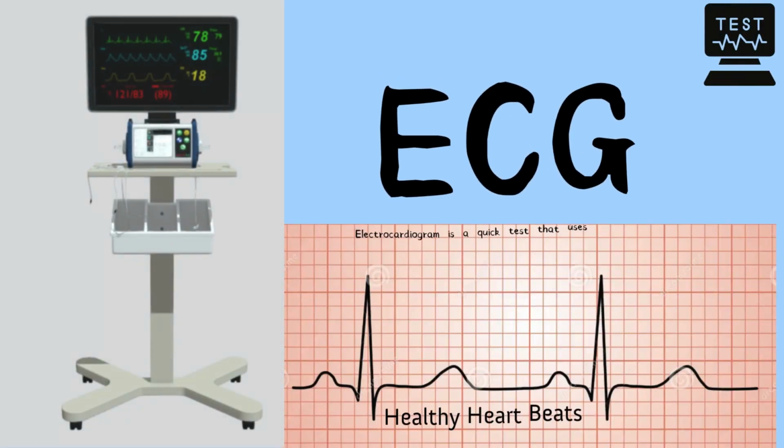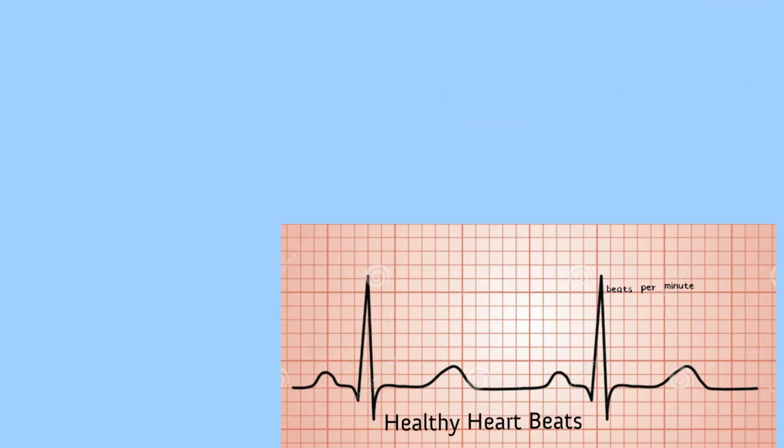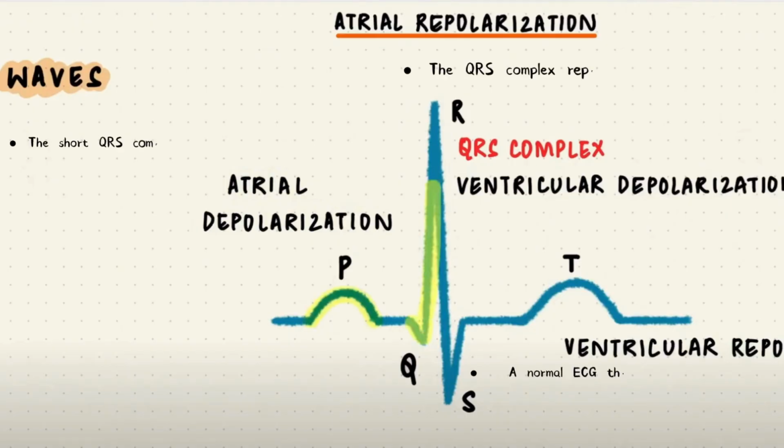An electrocardiogram is a quick test that uses a diagram to show a patient's heartbeats. A healthy ECG shows a smooth curve, and the heartbeat of the patient is between 60 to 100 beats per minute. It records the electrical signals in the heart.